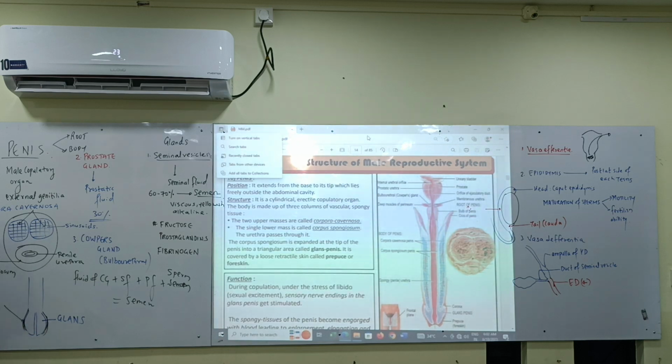It is covered by a loose fold of skin, which is called prepuce.